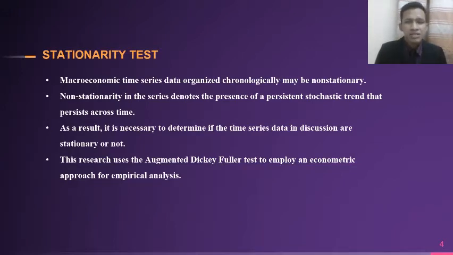Now let's have a look at the stationarity test. Macroeconomic time series data organized chronologically may not be stationary. This denotes the presence of a persistent stochastic trend that persists across time. So, it is necessary to determine if the time series data in question are stationary or not. In our research, we use the augmented Dickey-Fuller test to employ an econometric approach for empirical analysis.